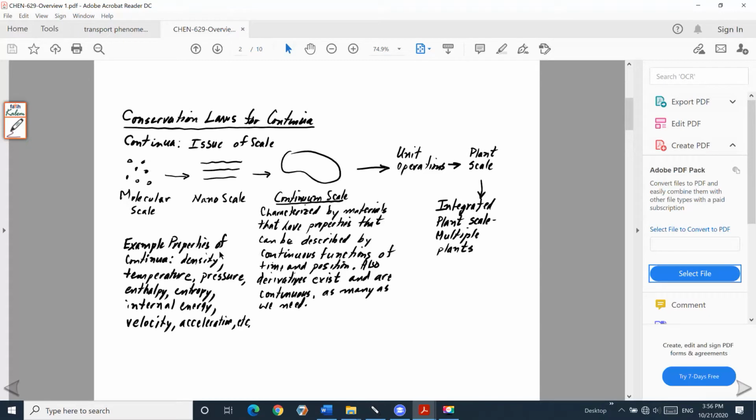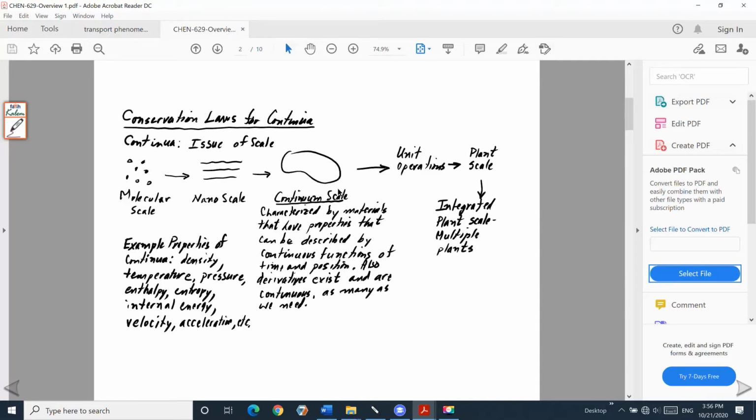What are the properties in this continuum scale? We can give some examples. The first, density, temperature, pressure, enthalpy, entropy, internal energy, and velocity, acceleration, and so on. We can give all these examples of properties of the continuum scale.